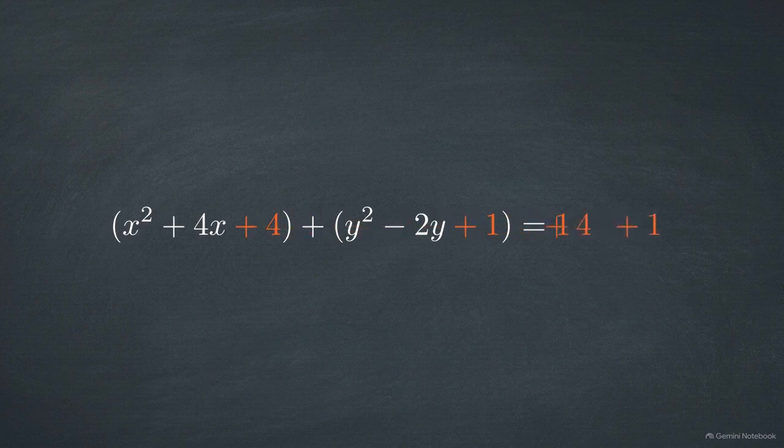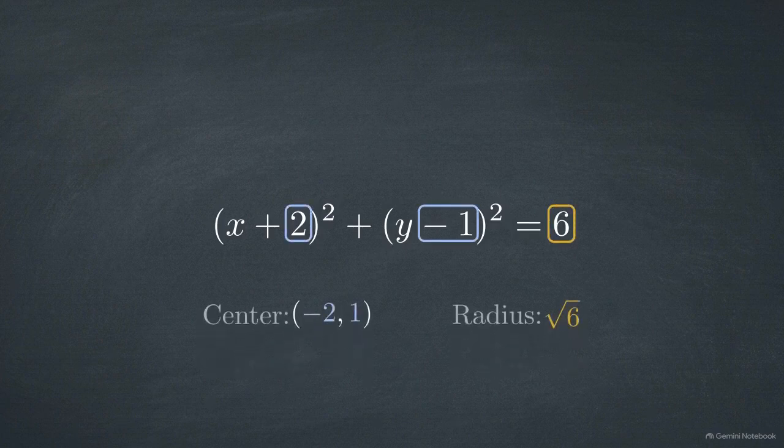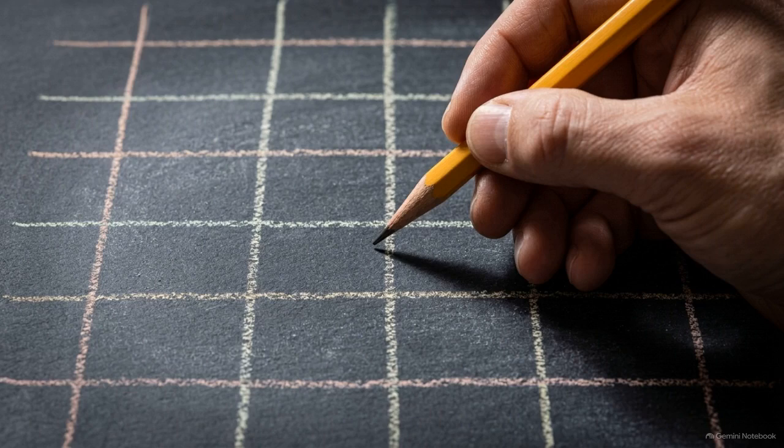You must keep the equation in balance. Because you added a 4 and a 1 to the left side, you must add a 4 and a 1 to the right side. The right side now totals 6. Finally, condense the groups into their squared forms. The equation is now written as (x + 2)² + (y - 1)² = 6. This format provides the coordinate instructions we need to begin drawing on the grid.